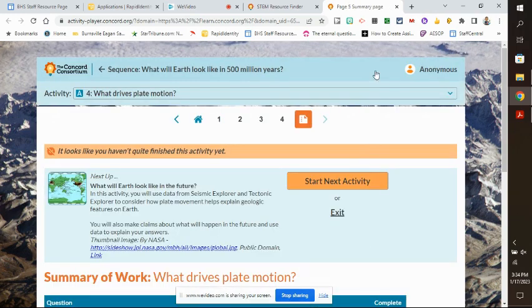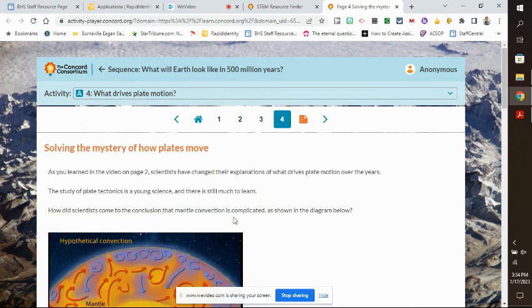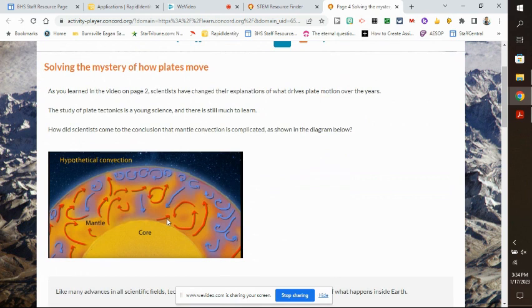And that is it for this activity, everybody. What I'd like you to understand from it, though, is the convection currents. You'll remember we did an Edpuzzle on convection, the idea that mantle materials being heated move toward the surface, move across, and then sink when they get cooler, and that process drives the plates.